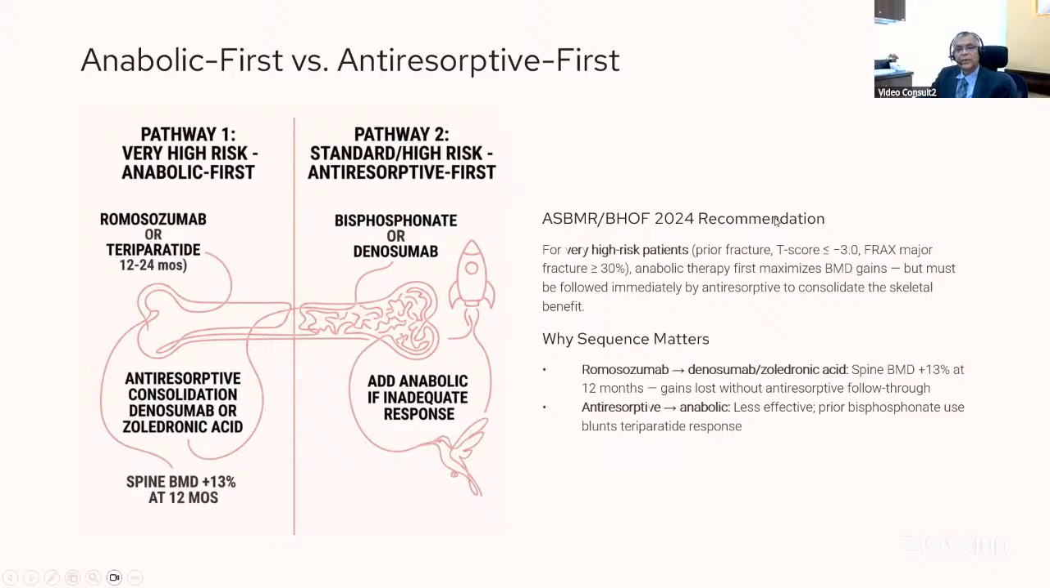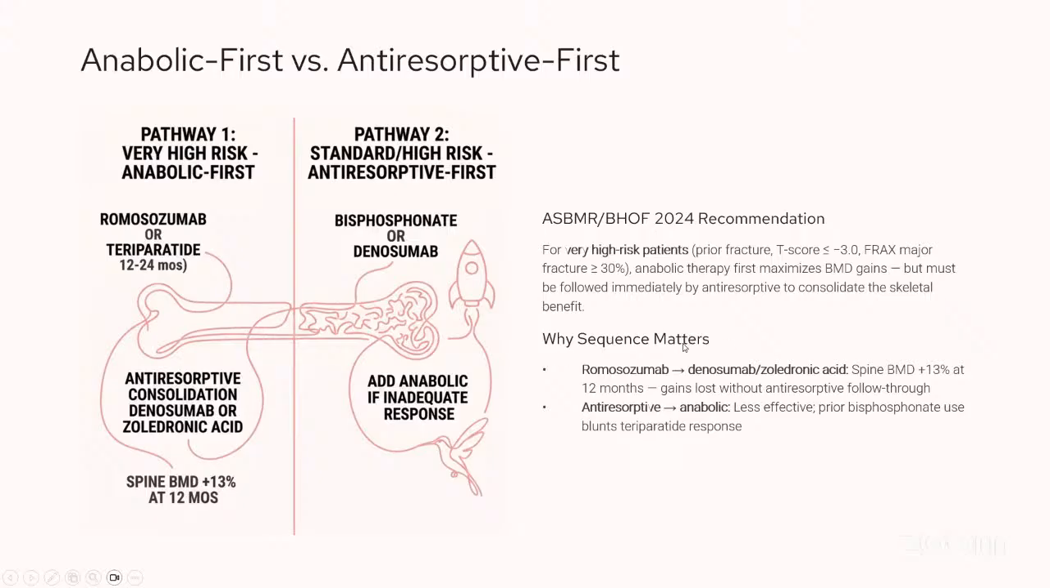Yes, the ASBMR recommendation: very high risk of fractures, with a prior T-score less than minus 3 and a FRAX figure of more than 30. Anabolic therapy first for maximum BMD gains must be followed immediately by antiresorptive therapy.